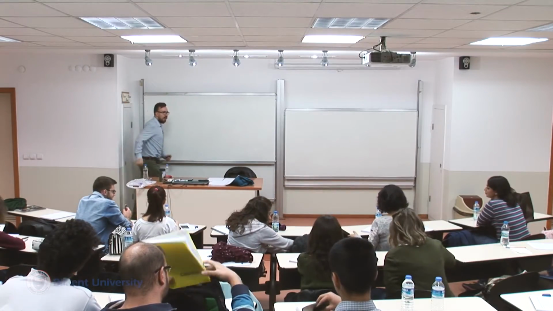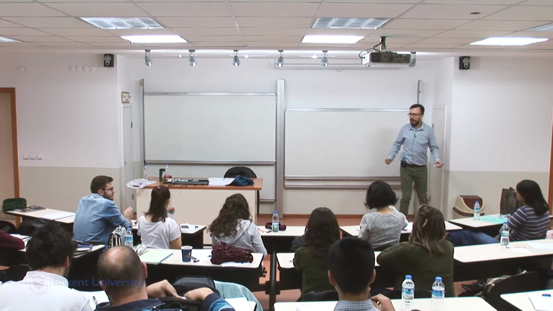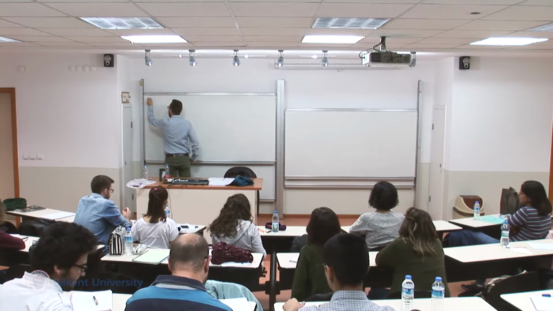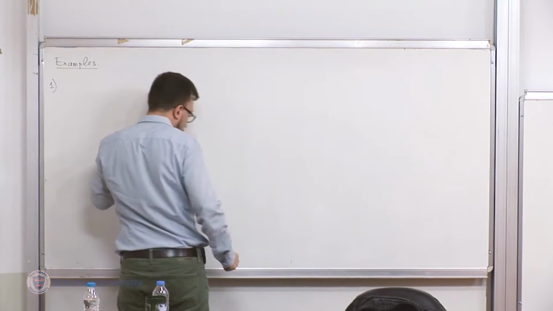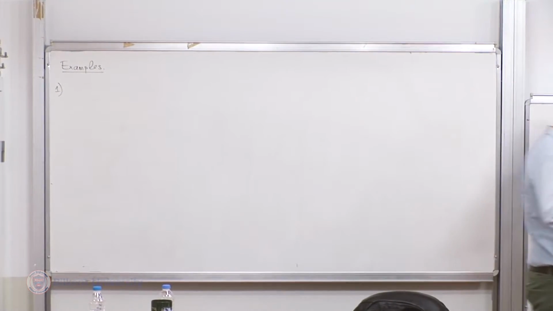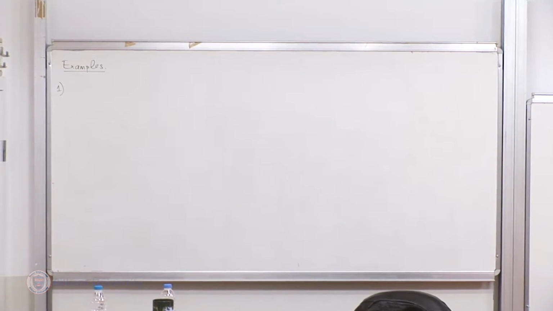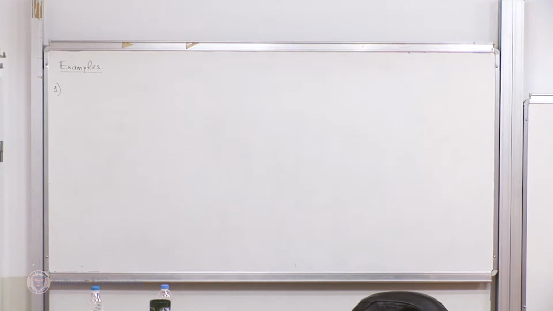Okay, maybe that was too much theory, and now we should discuss some examples, right? So let's discuss some examples. We're going to start with the simplest possible example, meaning that we're going to start with the simplest possible measure. What's the simplest possible measure?